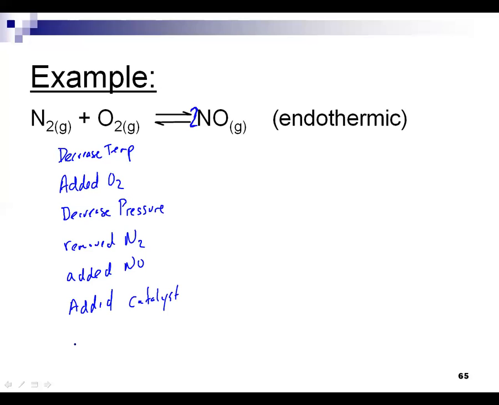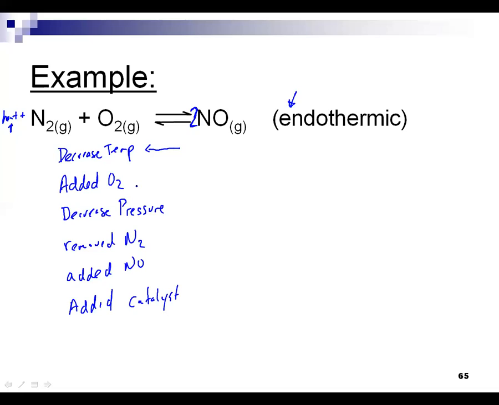Okay, so let's take a look at these. Here we're going to be decreasing the temperature to begin with. Again, that is related to the type of reaction. Here it says endothermic. That means the heat, the energy, would be on the reactant side. So if we're decreasing it, it would be like removing a reactant, which means it should shift towards it. So it should shift to the left in this case.